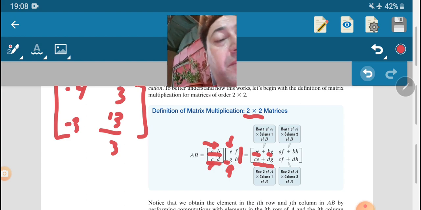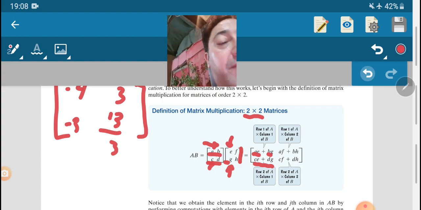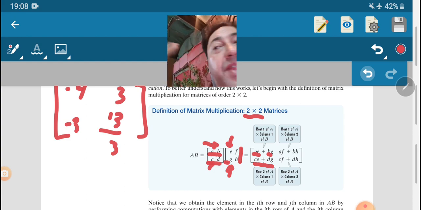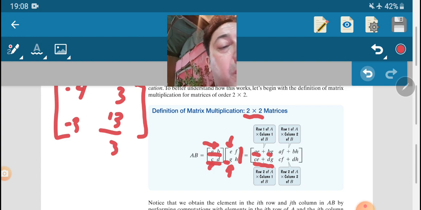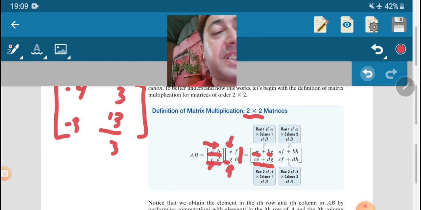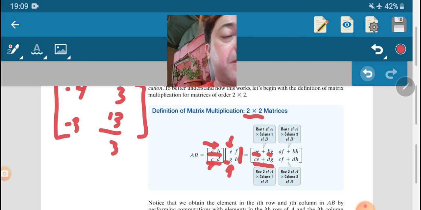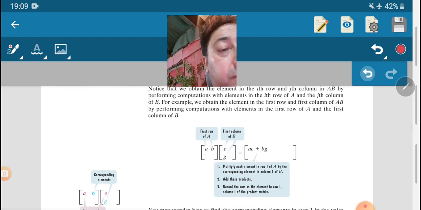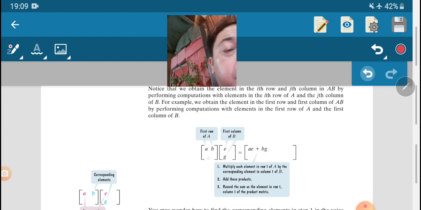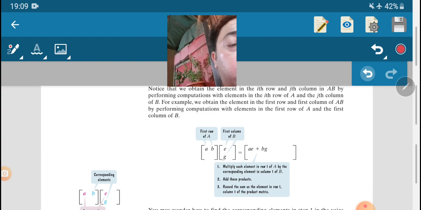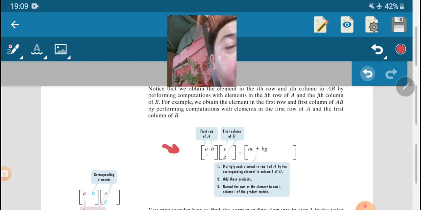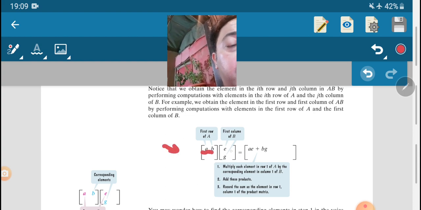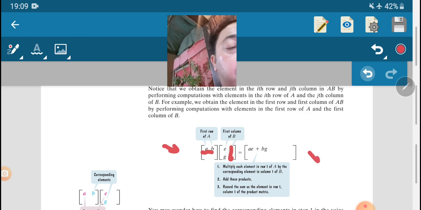We multiply the first row times the first column, the first row times the second column, then the second row times the first column, and the second row times the second column. Let's see again. This matrix contains A B and this matrix contains E G. If you want to multiply, multiply A B times E G: A times E plus B times G. It's the simple one.